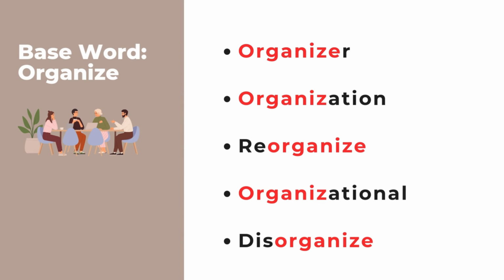Let's start with a base word, to organize. Now we can add some prefixes and suffixes to this word and create 5 new words. Let's take a look at them. Organizer, organization, reorganize, organizational, and disorganize. Let's see them one by one, what they mean, and a quick example.